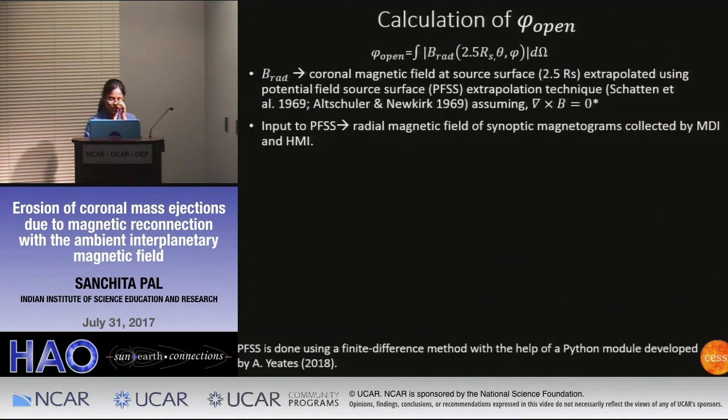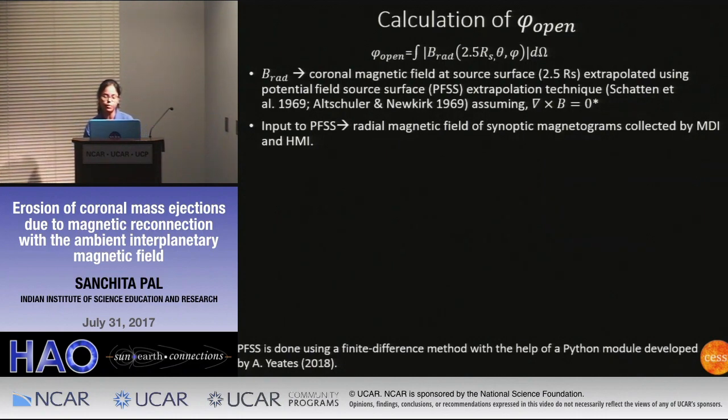We calculate the open flux using the radial magnetic field intensity at 2.5 RS, the coronal source surface. We calculate the flux using PFSS, the potential field source surface extrapolation, which considers that the coronal magnetic fields are force free, maintaining the curl of B equal to 0 equation.